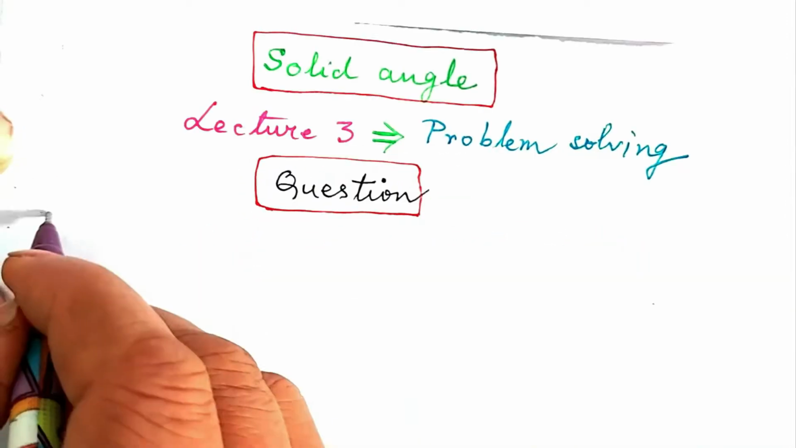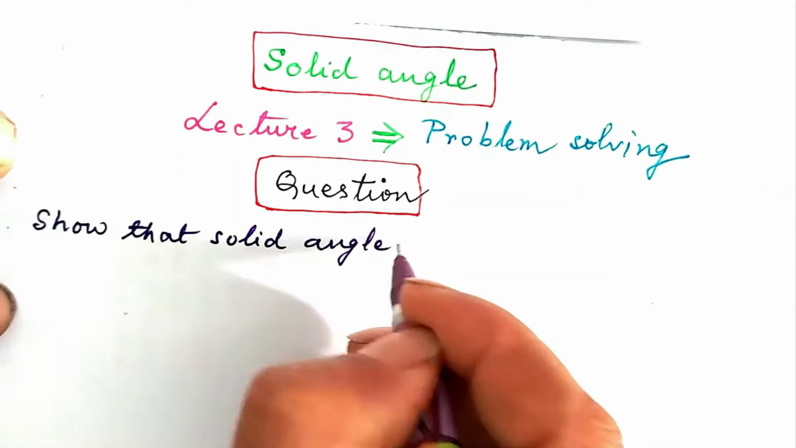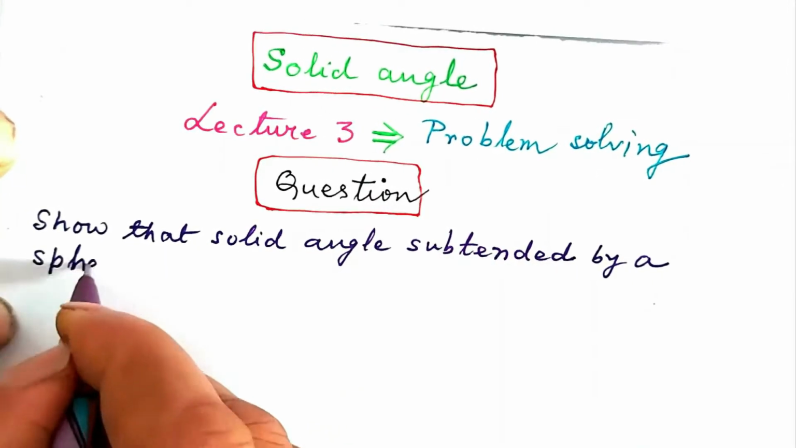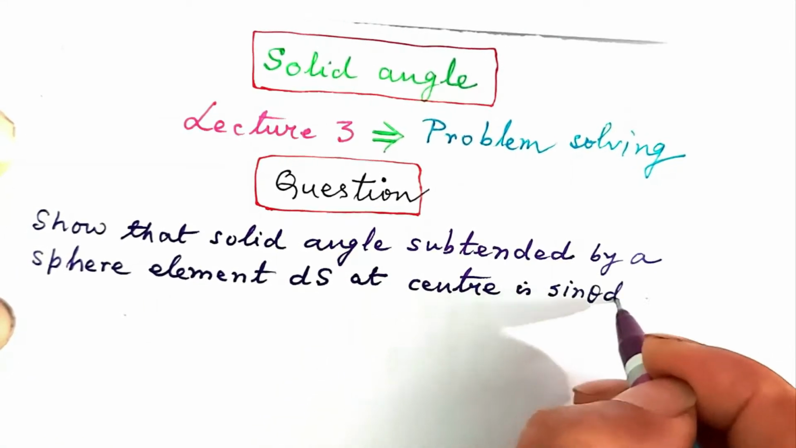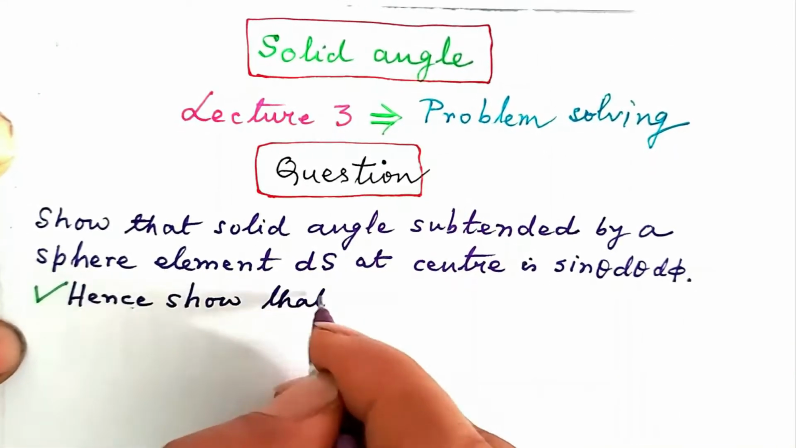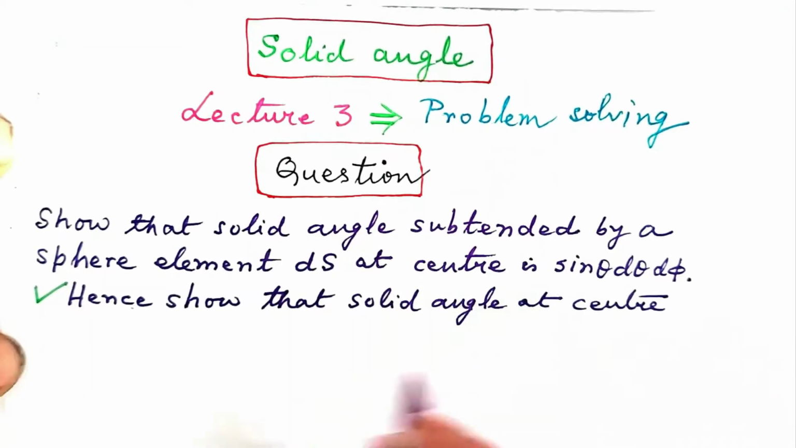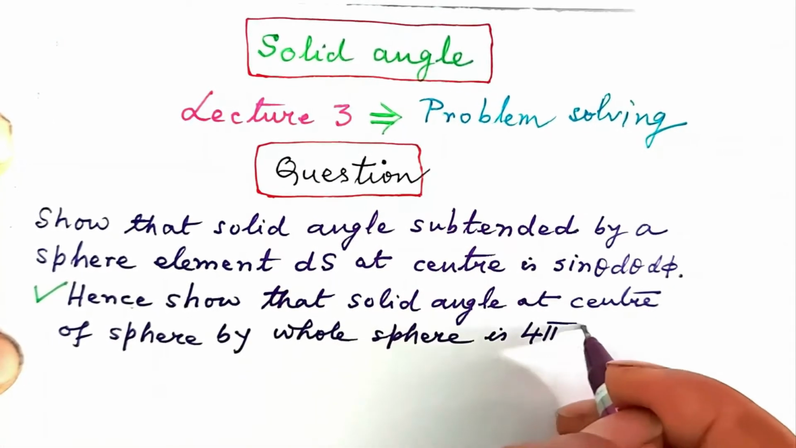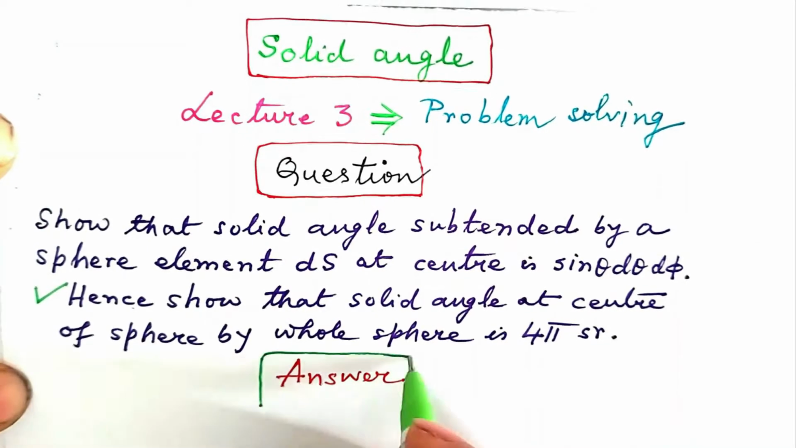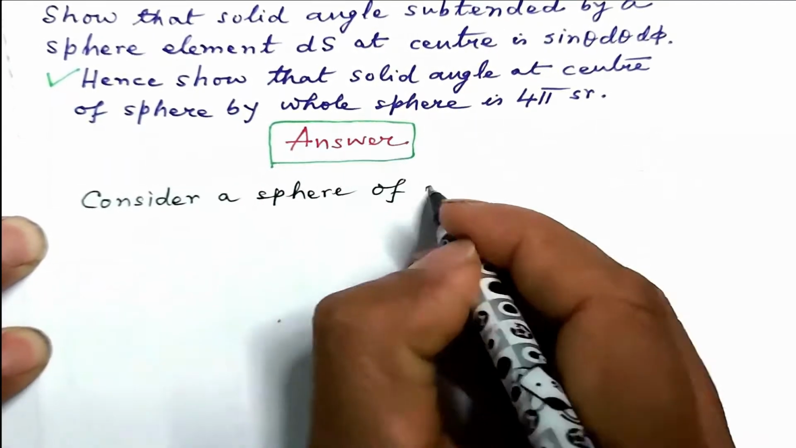First question. Show that solid angle subtended by a sphere element dS at center is sin theta d theta d phi. Hence, show that solid angle at center of sphere by whole sphere is 4 pi steradian. The answer. Consider a sphere of radius r.